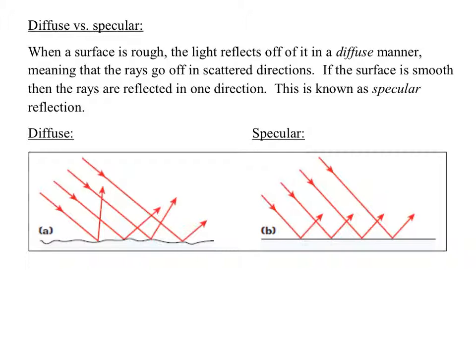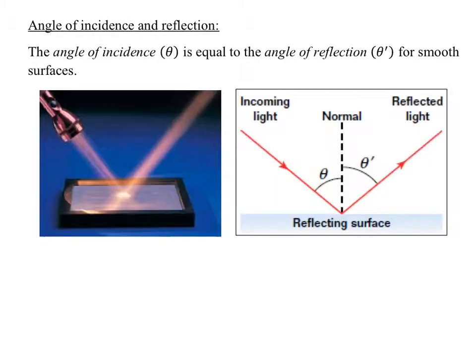Okay, so two types of surfaces that we're going to look at now. If we do a specular surface, this is what we'll see. We can see it clearly with the flashlight here on the left, but to show it specifically, we'll see that the angle of incidence, theta, is equal to the angle of reflection, theta prime. The little apostrophe means prime. These angles are equivalent. Theta equals theta prime. The angle coming in equals the angle going out.